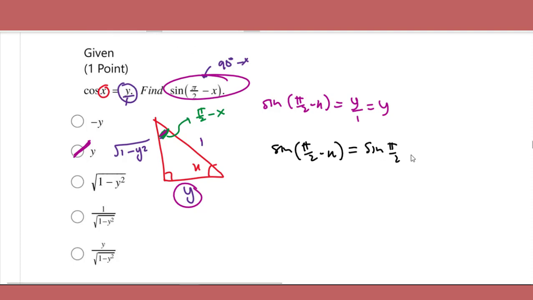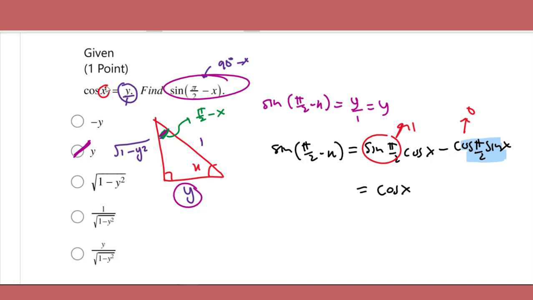Sine pi over 2 cos x minus cos pi over 2 sine x. Cos pi over 2 is equal to 0, and sine pi over 2 is equal to 1. So the answer is cos x. So cos x is equal to y. The answer is, either you use a triangle or you use the compound angle formula. Okay.